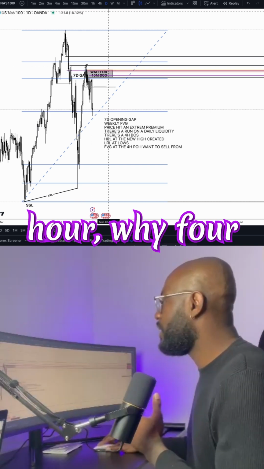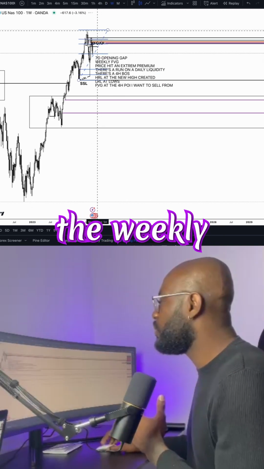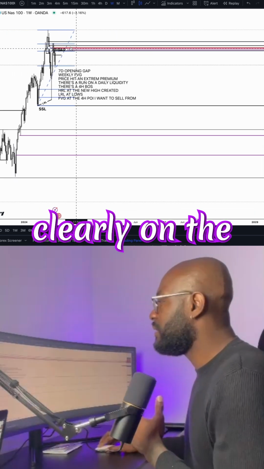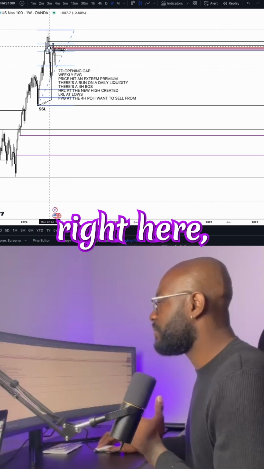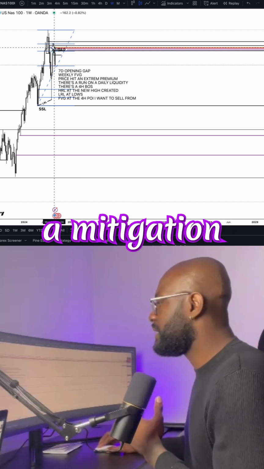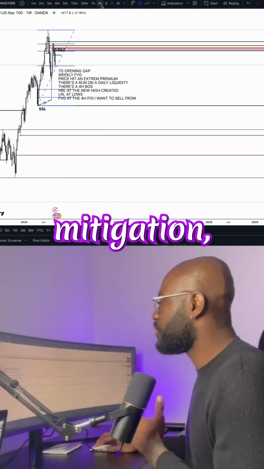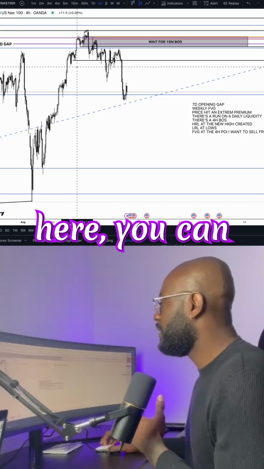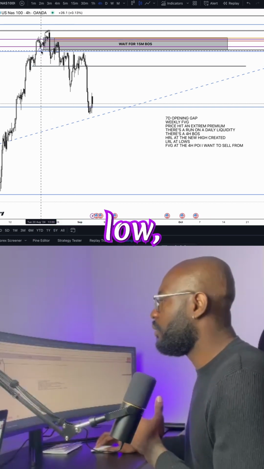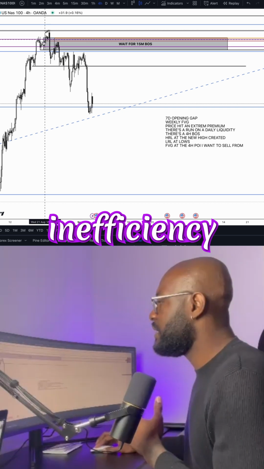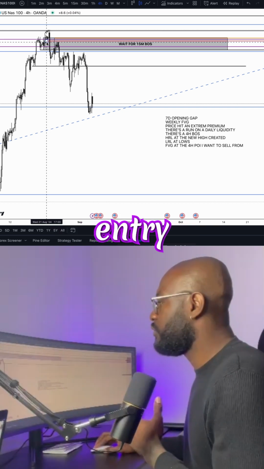Why 1 hour? Why 4 hour? Because if we go to the weekly time frame, we can see clearly there's this inefficiency resting right here. So I wanted to see a mitigation there. After that mitigation, I'm looking for a 4-hour break. Right here, you can see a significant low, significant high, drop, break structure. This inefficiency here is my entry position.